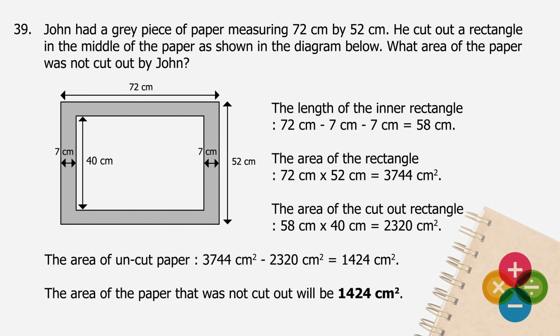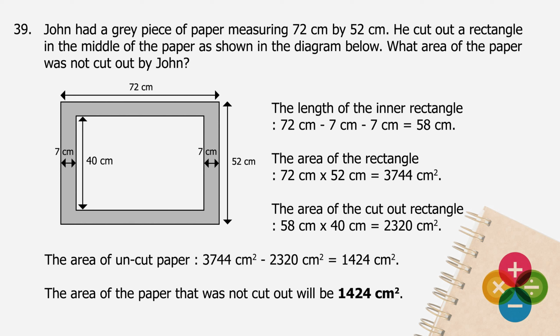The length of the inner rectangle will be, subtract 72 cm from 7 cm, and then from 7 cm, and the difference is 58 cm. The area of the rectangle will be, multiply 72 cm by 52 cm, and the product is 3,744 square centimeters.